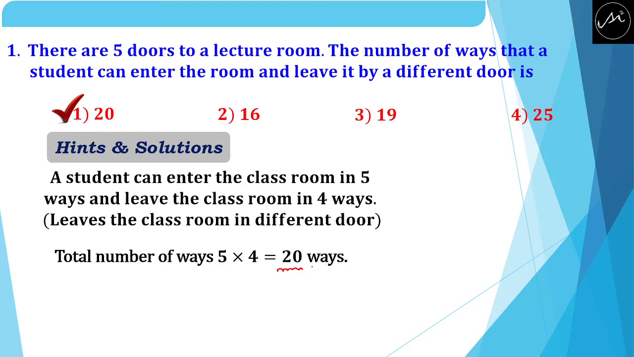So he has got 5 choices to enter the classroom, and if he enters the classroom with this door, now he can't use this door to go outside. So he remains with only 4 choices. Therefore 5 into 4, that is 20 ways, to complete this experiment. So option 1 is the right answer. Clear?